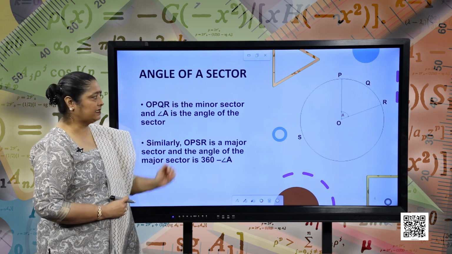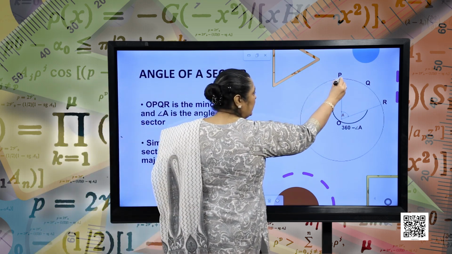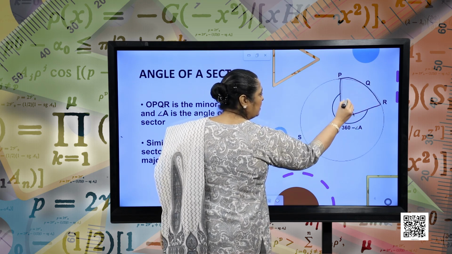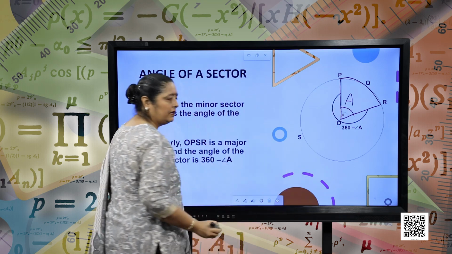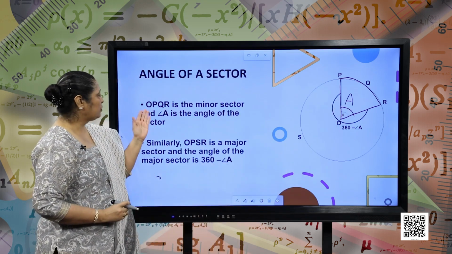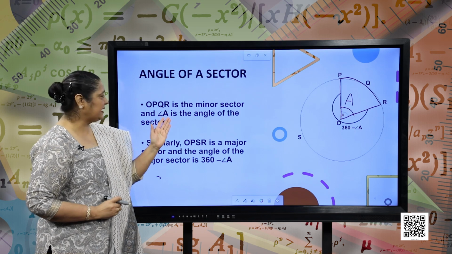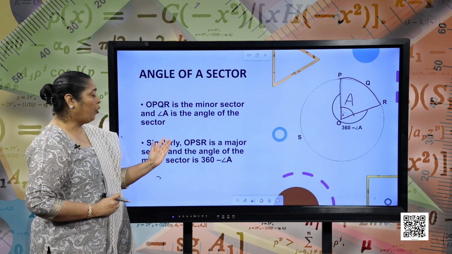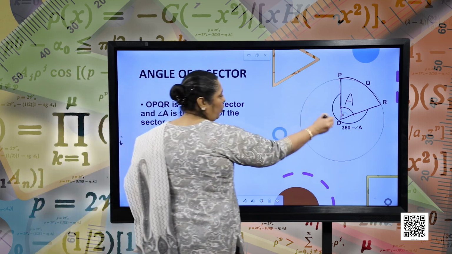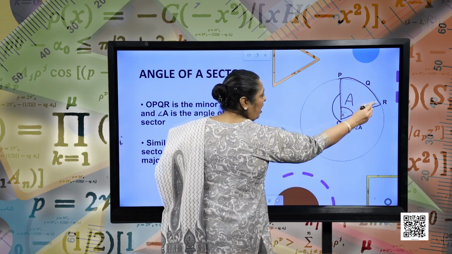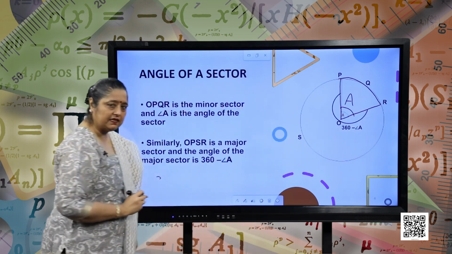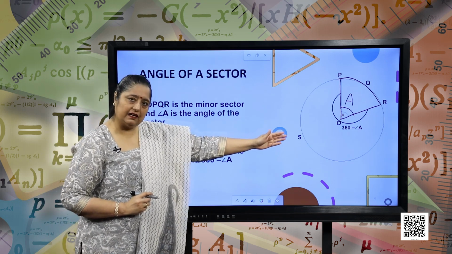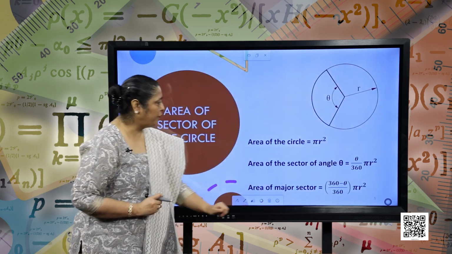The angle of the sector. What is the angle of the sector? If this is the sector, then this is the angle of the sector. We can name this as angle A. So, OPQR is the minor sector and angle A is the angle of the sector. Similarly, OPSR, this is the major sector and the angle of this major sector is 360 degree minus angle A. So, let us move forward.